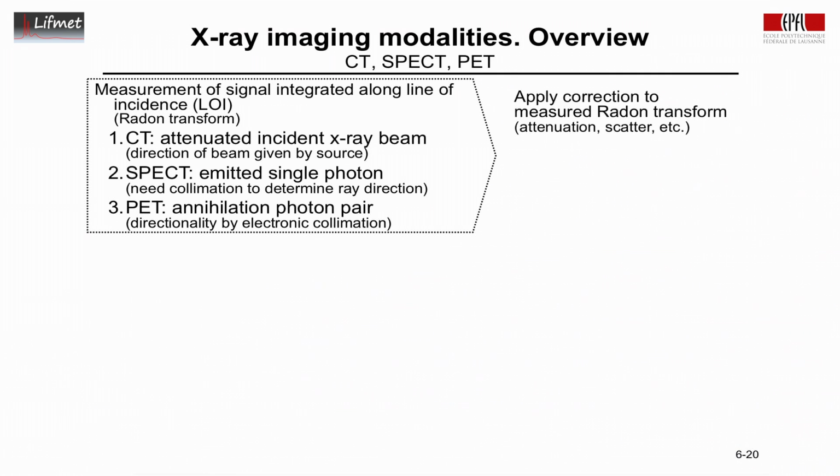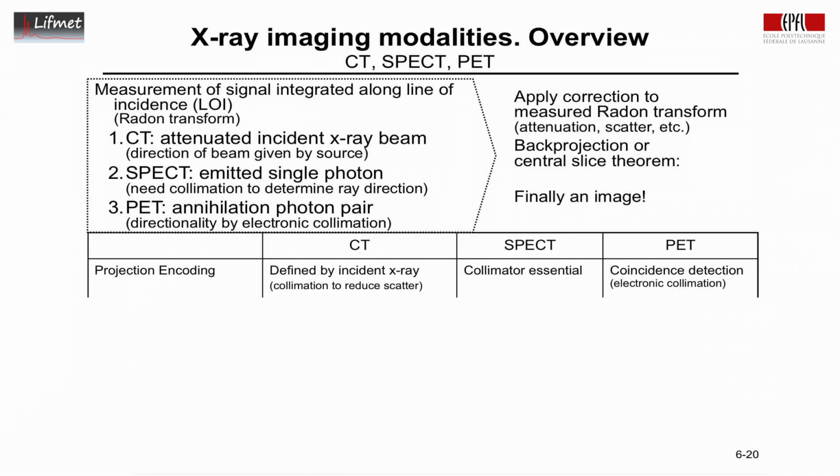We have to apply corrections to the measured Radon transform, either corrections for scatter, for attenuation, etc. And then, since we have the Radon transform, one can use back projection or the central slice theorem and finally obtain an image. And what's important is that the minute we can write the process of detecting the signal as a Radon transform, we know we have the algorithm in place, that is back projection, that allows us to reconstruct an image.